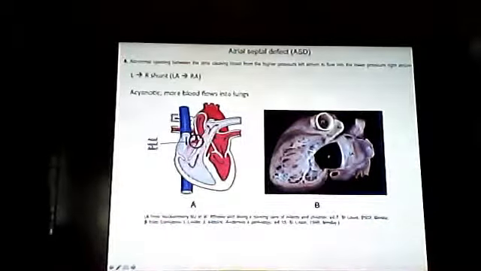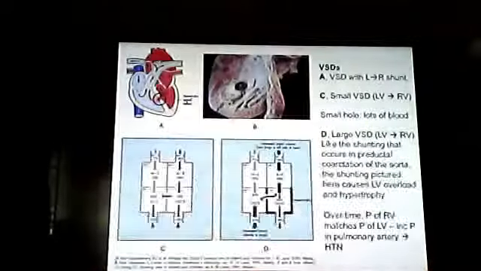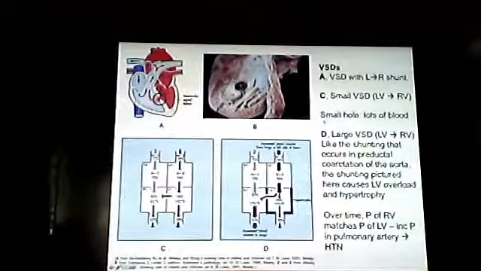So with the atrial septal defect, because the septum is no longer separating the two atria, the higher pressure left atrium can shunt the blood from left to right. And that's how the defect works. Same with the ventricular septal defect. So depending on the size of it, you can have a small amount of blood coming through or a lot of blood coming through.